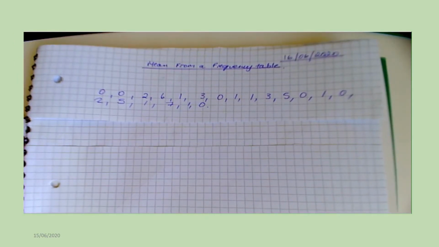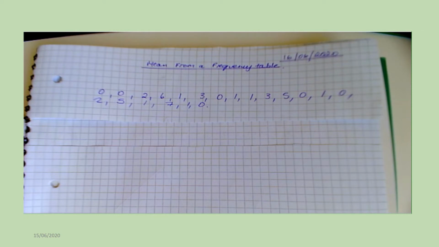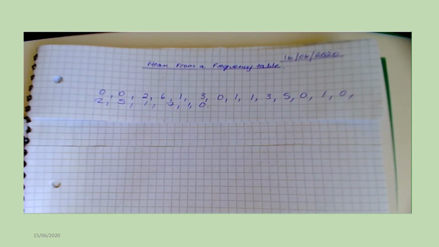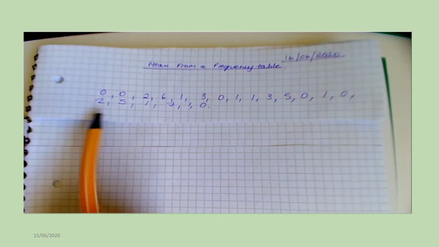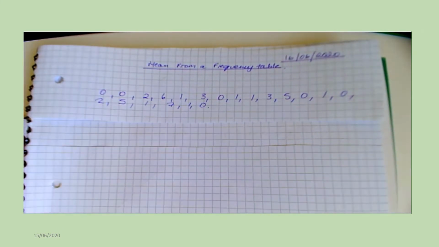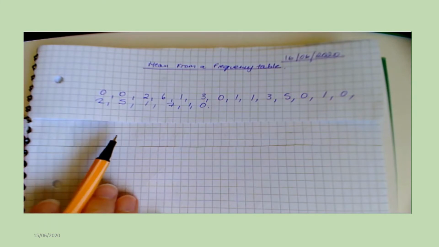Okay, so you might have found the mean of this set of data by adding them all together and then dividing by 20. But I think that is quite tedious, even though these are really small numbers, so it wouldn't really be a huge issue to do that.